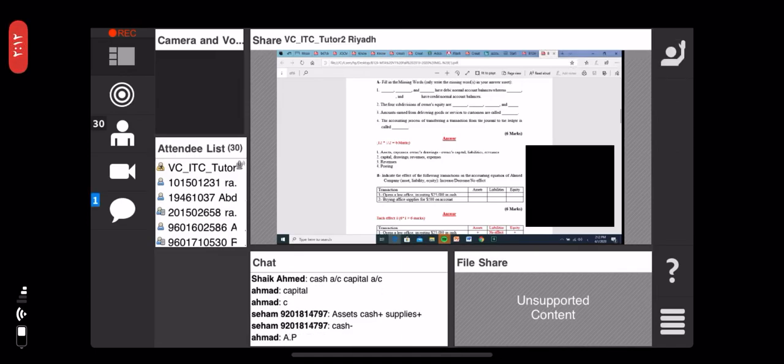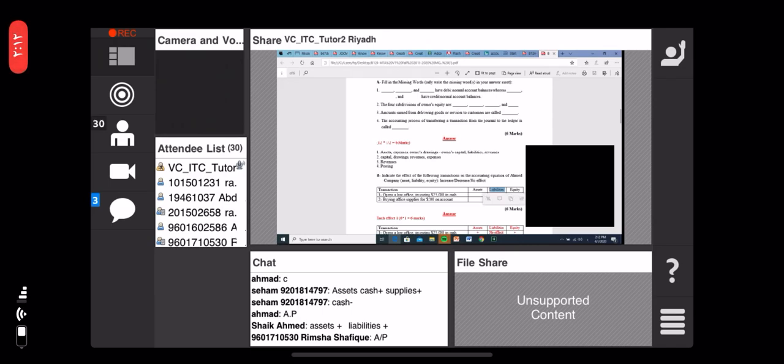Assets will be increased by supplies, but liability will be increased because he said on account. So the effect in assets will be increase and liabilities will be increase. Clear? Read carefully when you read the transaction. Okay? So it's clear?